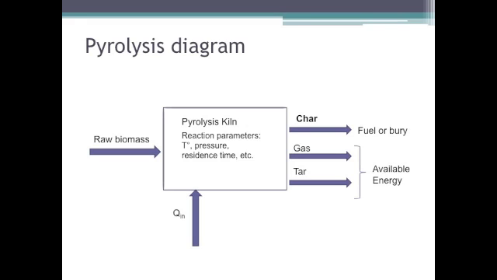We can picture pyrolysis in this way. We put biomass in, we heat this biomass by adding heat, and the products are basically char, which is going to be used for later energy uses or to be buried as a soil amender. And we also have gas and tar, which can be used as a source of energy for heating the process. And the reaction is characterized by several parameters like reaction temperature, pressure, residence times, heating rate, etc.